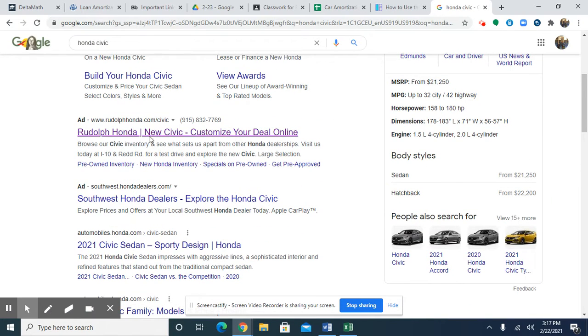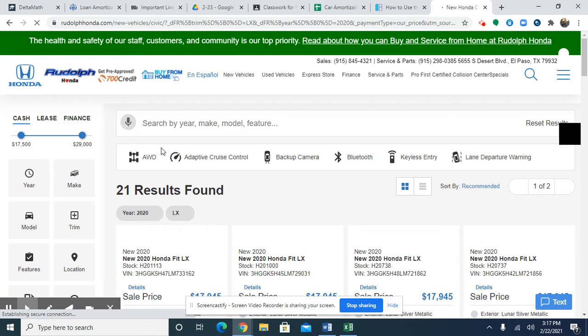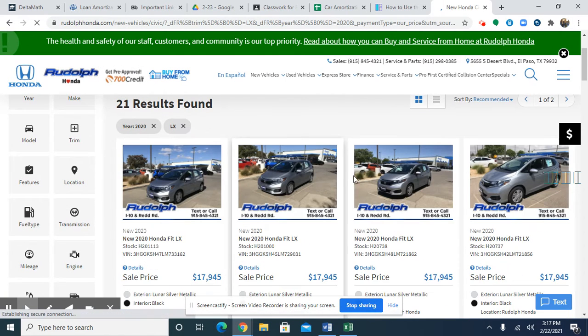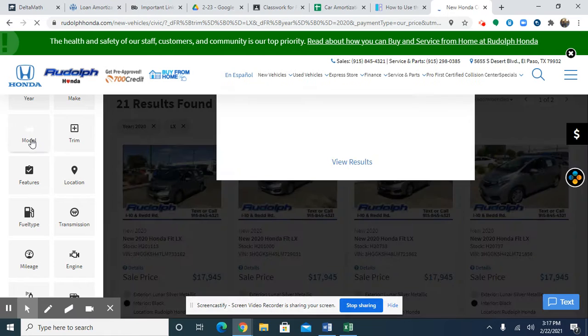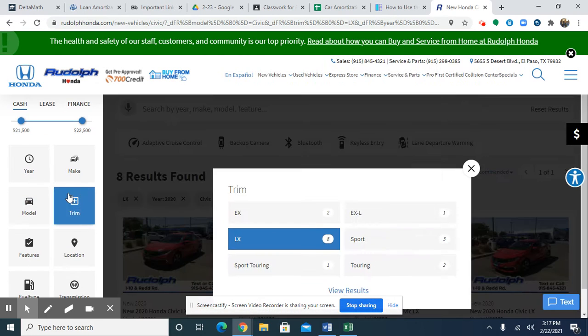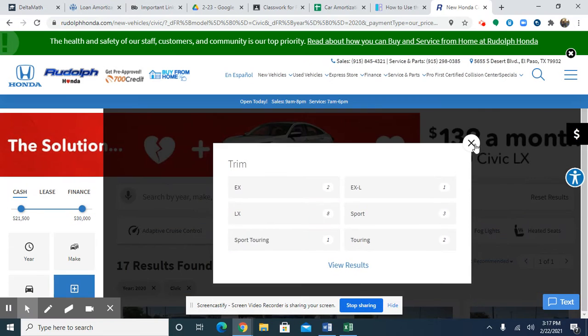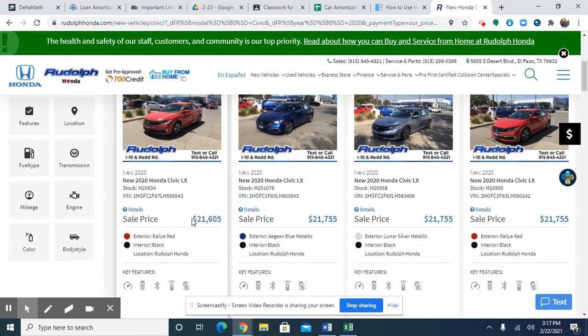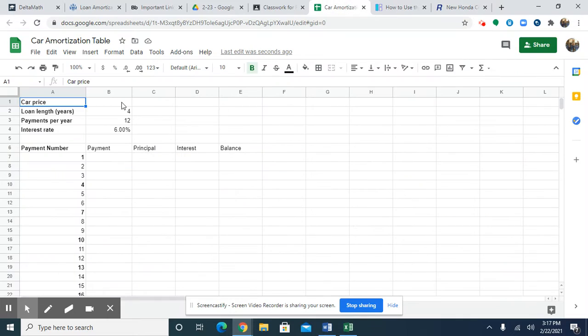In this example, I'm going to look up a Honda Civic. So I'm going to look for a Civic LX, and we got one right here at 21,605. So I'm going to put up the price of the car, 21,605. We're going to come down here, and we're going to create a chart of the payments that we need to make over 4 years.